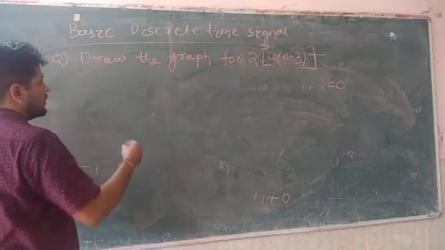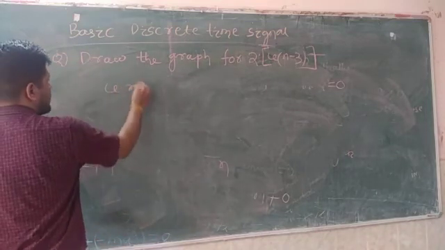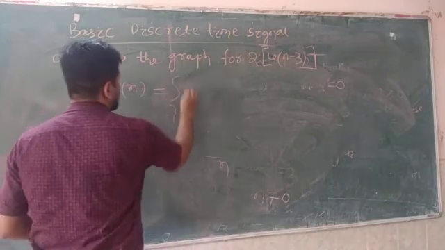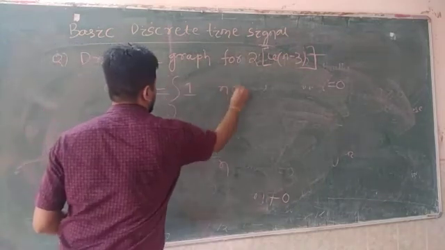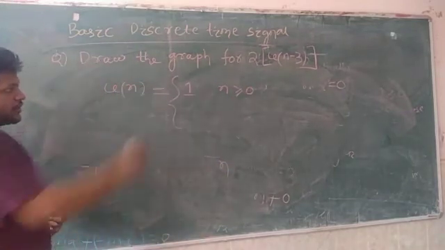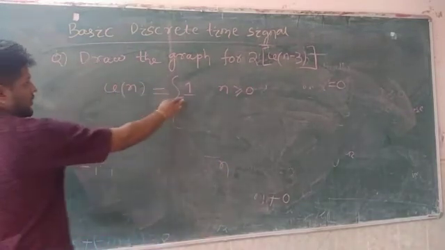So you have to see how I have defined u of n. For example, how do you define u of n? It is 1 only when n is greater than or equal to 0, that is, for all positive values the sequence is 1.